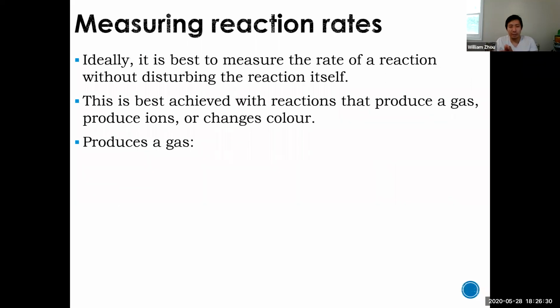Let's look at some of these examples. Now, if you want to measure the rate of a reaction, you don't want to disturb the reaction. Your observation should not affect the reaction in any way, otherwise you have inaccurate results. So the best ones are just to measure the production of a gas. If you're just measuring the gas produced, you're not really disturbing the reaction. Or you can just measure the amount of ions or the color change.